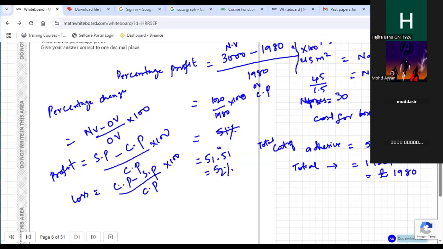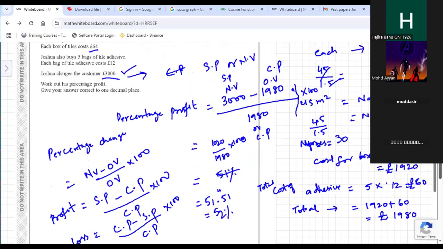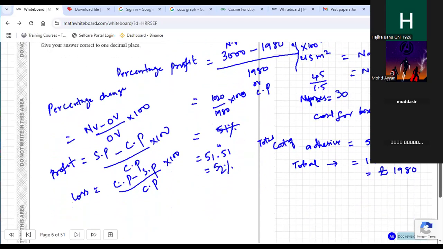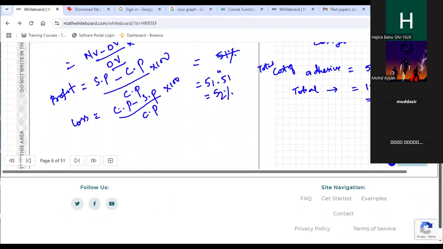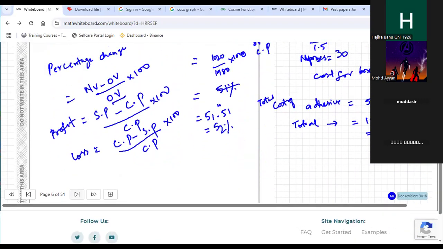Ma'am, for the profit formula, we have to take the selling price as the denominator? No, always cost price, not selling price. Selling price minus cost price by cost price into 100. Here also cost price minus selling price, cost price only. So always you take the original value below. Okay.